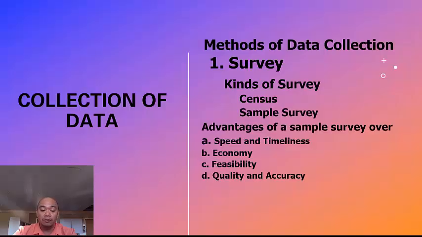numbers would. And the next is feasibility. In feasibility, for a large population, it is difficult or sometimes impossible to gather all the data from a population. It is more doable to gather data from a sample compared to a population.